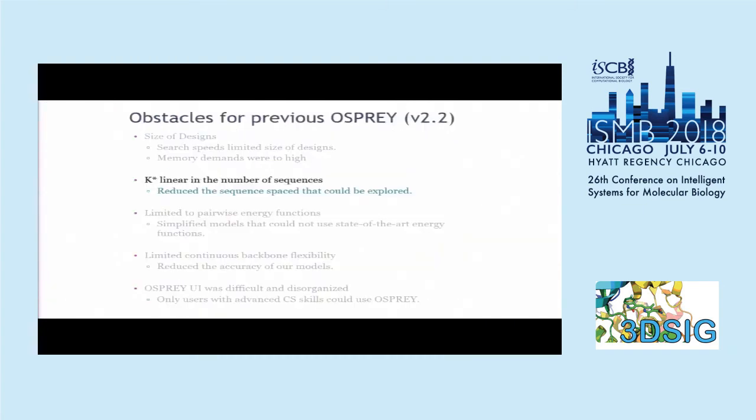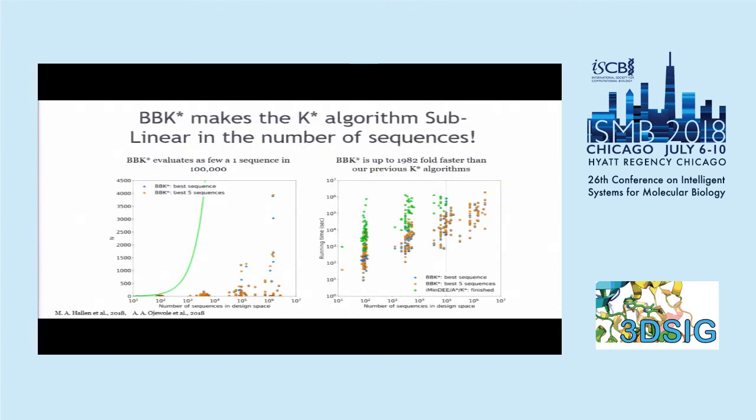So the other problem that we had is that the K-star algorithm that I showed you before was linear in the number of sequences, which meant that if you had 10 million, 100 million sequences, you would have to look at them one by one. So we're very excited that we've actually been able to overcome that. And now we have a BBK star algorithm that's sublinear in the number of sequences.